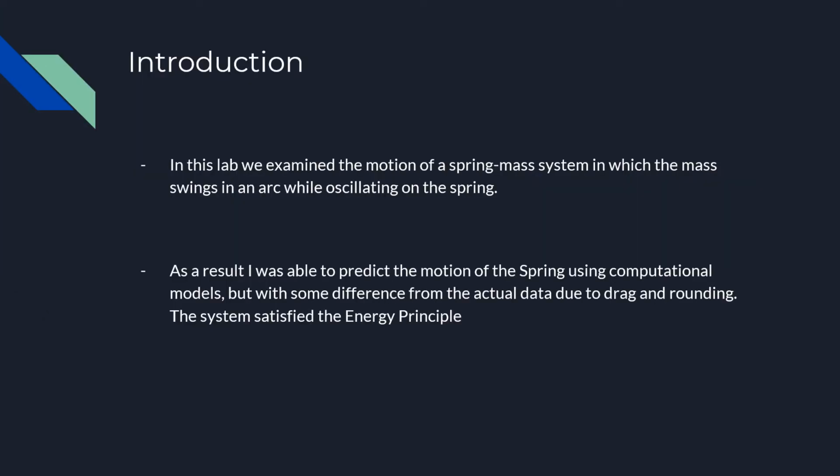For this lab, the objective was to examine the motion of a spring mass system in which the mass was swinging in an arc while oscillating upon a spring. Then, using Tracker, we were to observe this motion and track the data points, then use a computational model to see what it would predict, and see the difference between the actual data and the data that the computational model predicted. And finally, we looked at if this system satisfies the energy principle, ultimately finding out that it did.